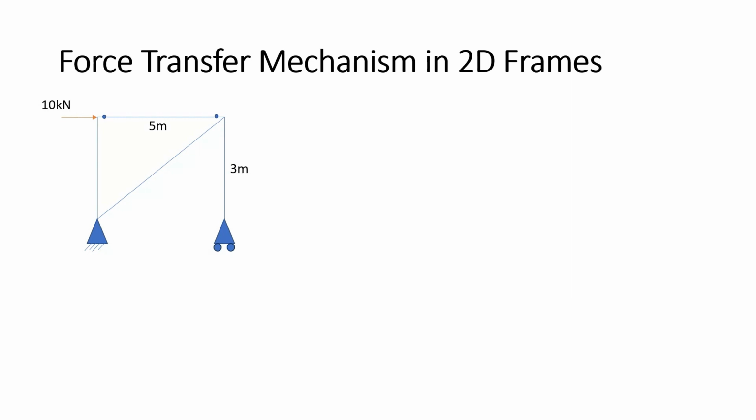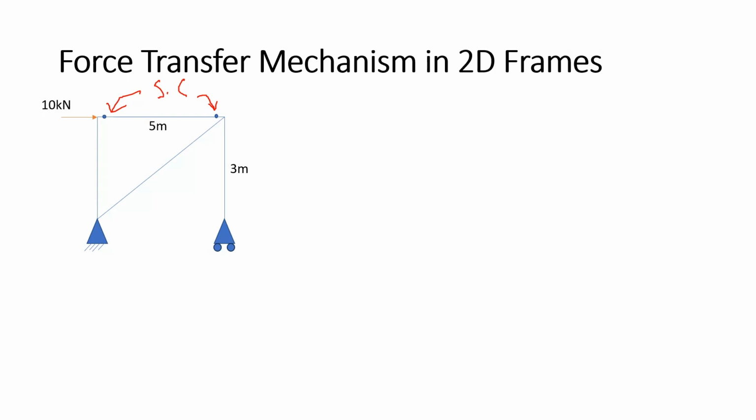Here you can see that this beam and column are connected through a shear connection. Okay, if you don't know what a shear connection is and what a moment connection is, then you can watch my previous video on this. I will add the link in the description below.